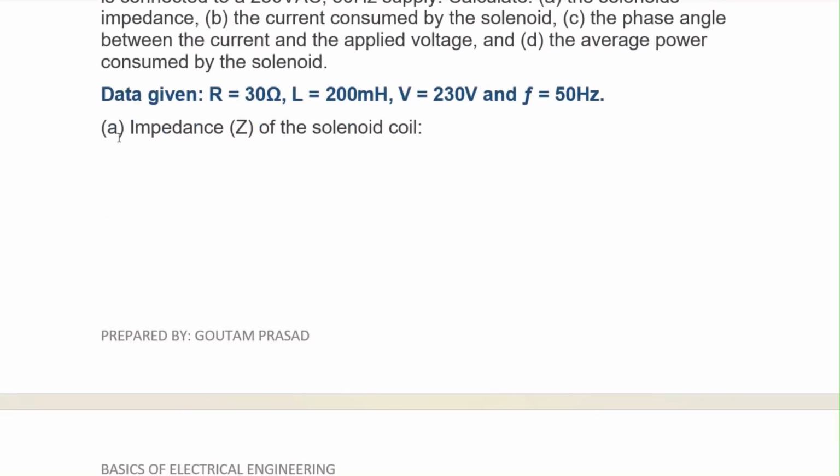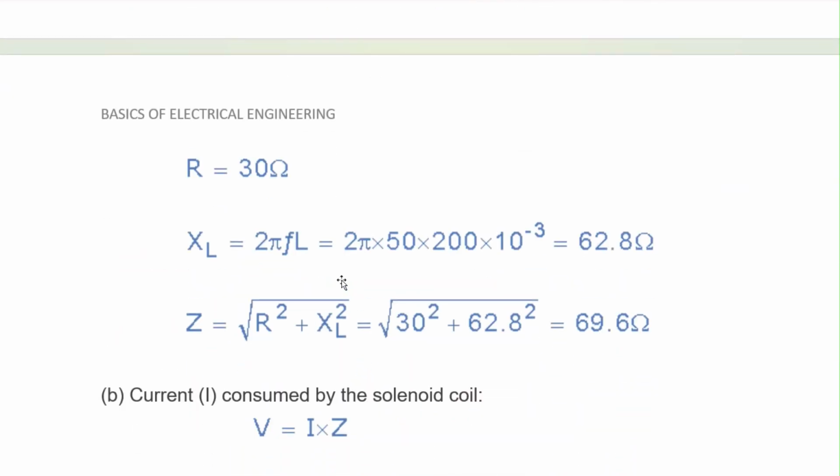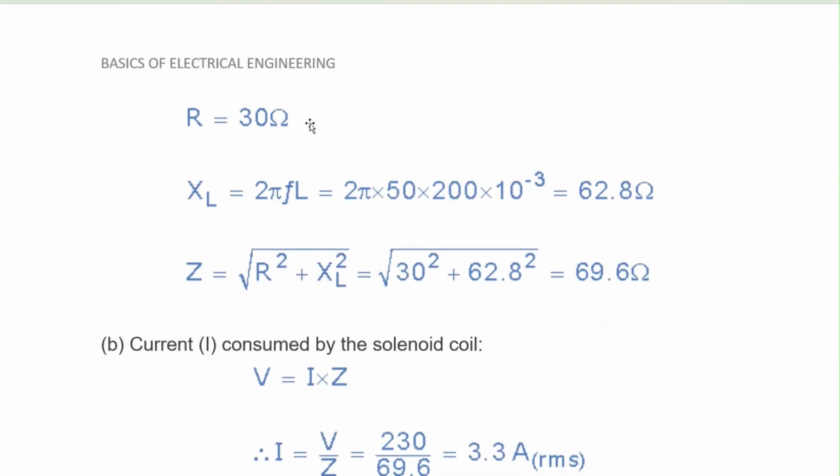Now the A part was asking for the calculation of impedance. So how to calculate the impedance value? R is 30 ohm, it is given. You have to calculate XL by using the formula 2 pi FL. So 2 pi into 50 hertz, your frequency, into 200 millihenry, the value of the inductance. As it is given in milli, you have to multiply it with 10 to the power minus 3, and that amounts to 62.8 ohm.